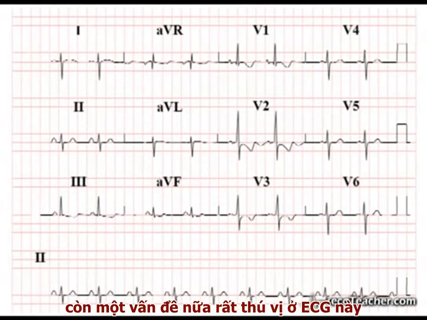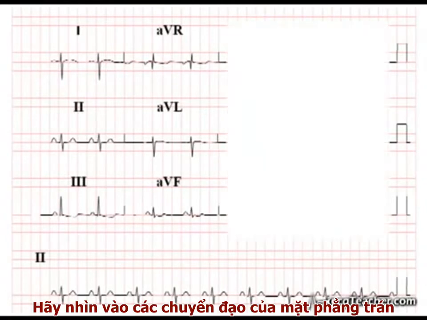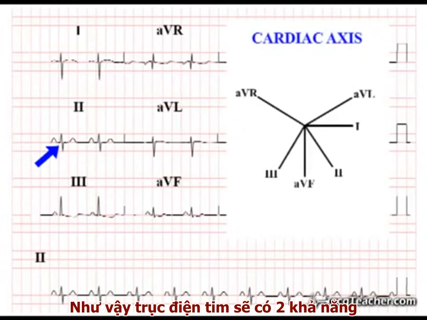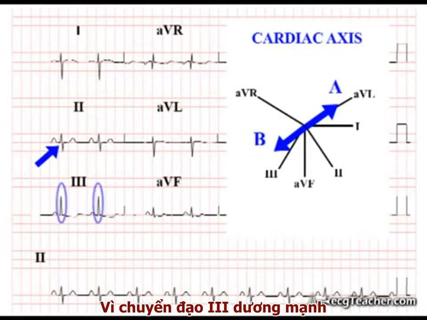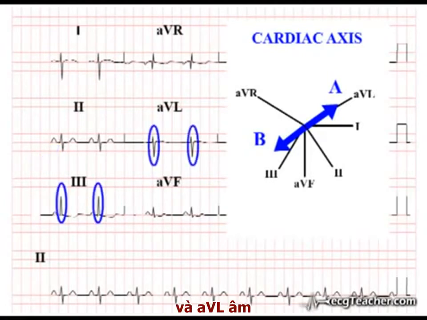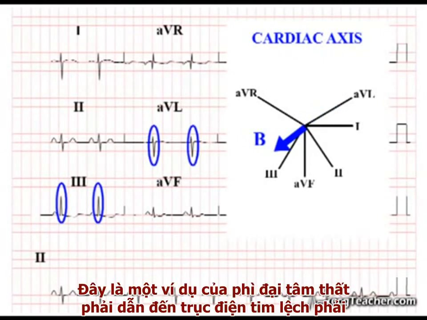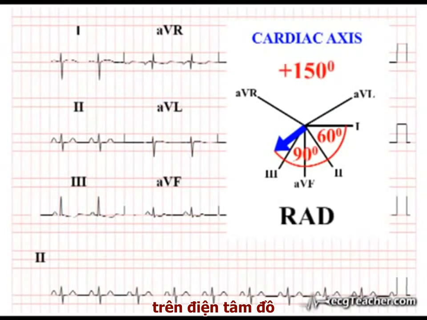Before we move on, there is at least one further feature of interest on this ECG. Looking at the frontal leads, we note that lead 2 is isoelectric, giving 2 possible cardiac axes at right angles to this lead. As lead 3 is strongly positive and AVL negative, option B must be correct. This is an example of RVH resulting in right axis deviation on the ECG.